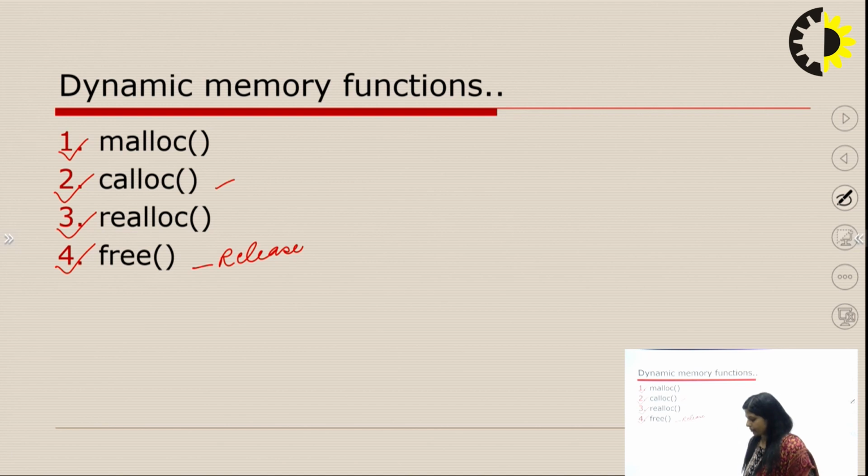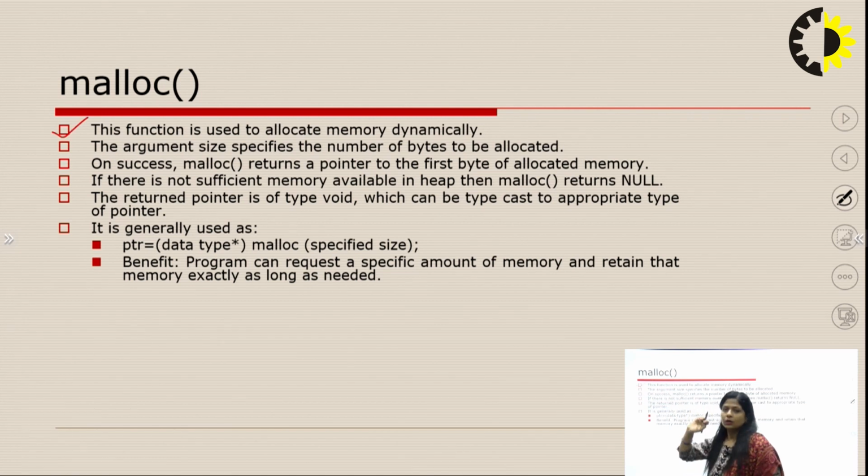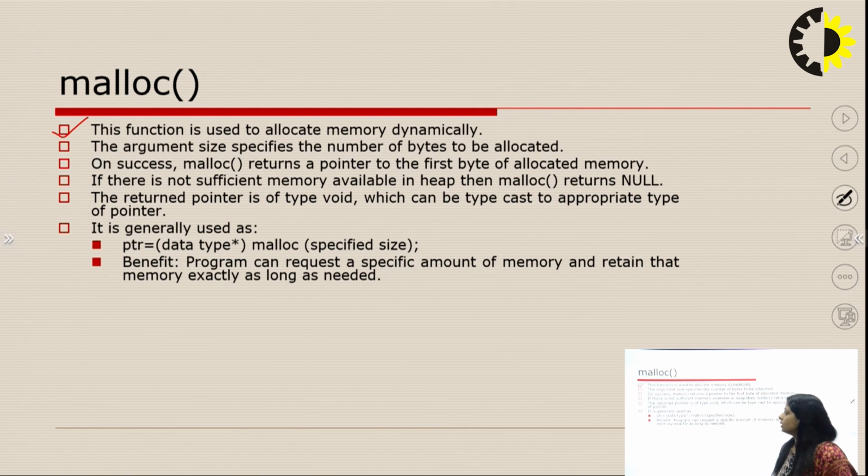Now we will discuss each function one by one. Number 1 is malloc, memory allocation. This function is used to allocate memory dynamically, and that is its most important usefulness. The argument size specifies the number of bytes to be allocated.